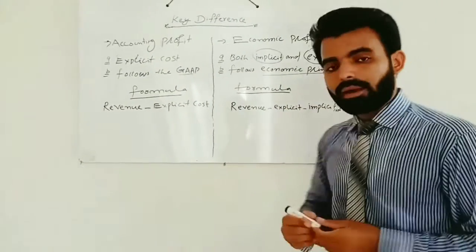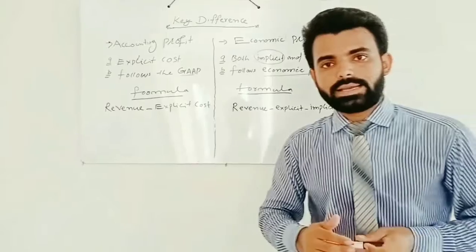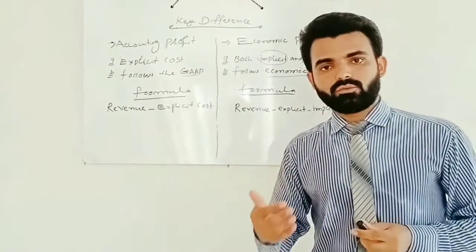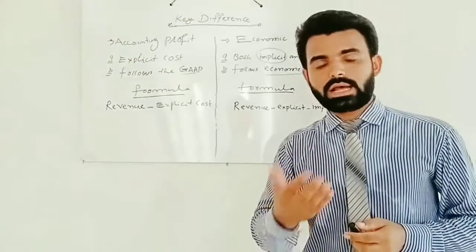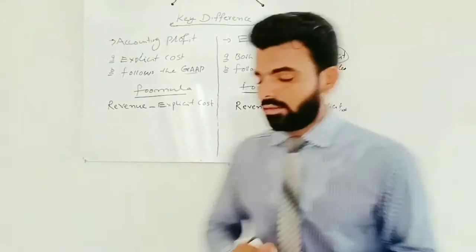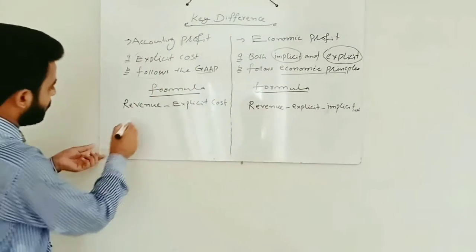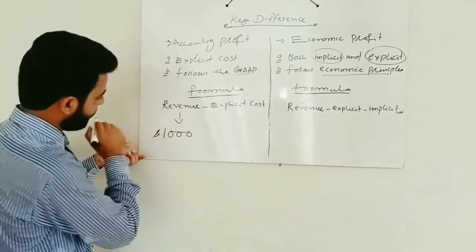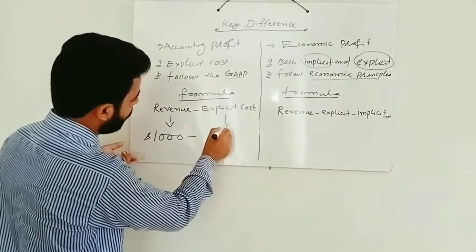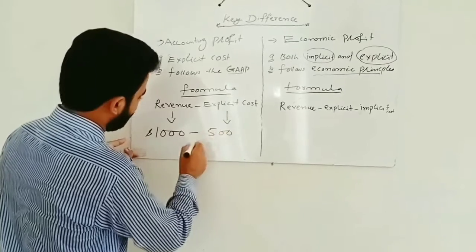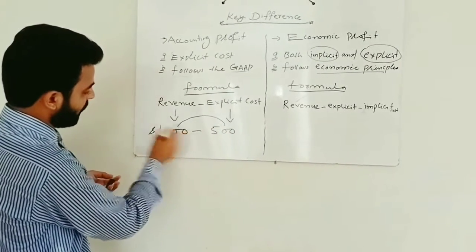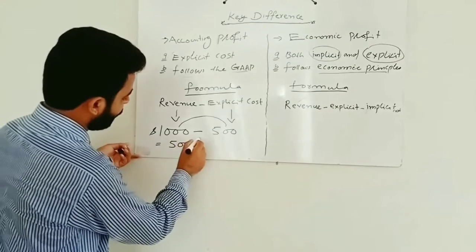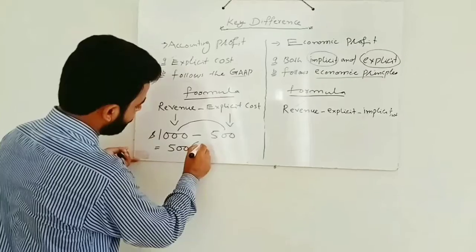And if we talk about the implicit cost, it is the cost that does not require any outflow of cash due to the own resources, means the cash is not paid because of the own resources of the owners. And an example of accounting profit, say suppose if the company has earned $1,000 in the month of June as a revenue and they have explicit cost of 500. So when we deduct the explicit cost from the total revenue, the answer will come 500. Now this 500 will be accounting profit.